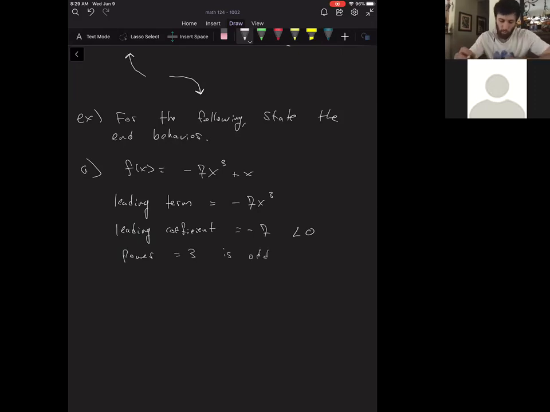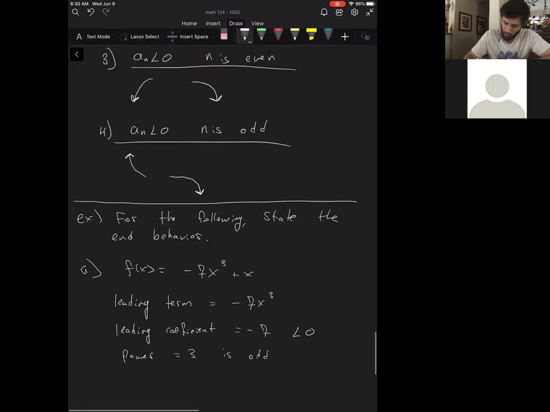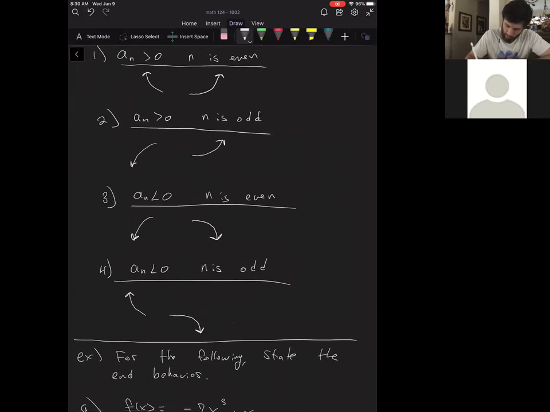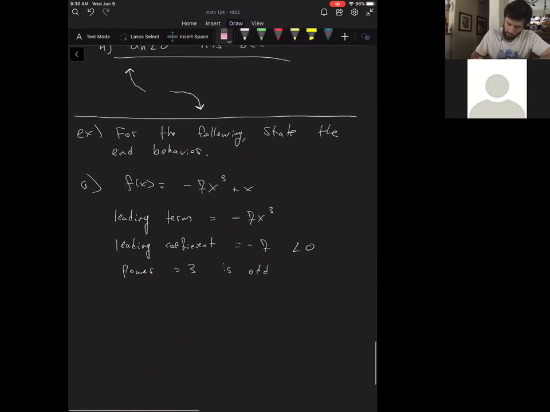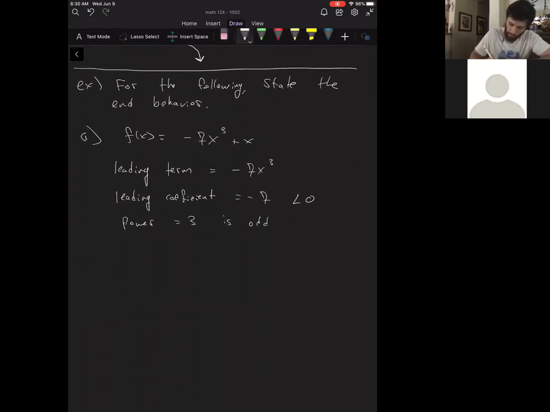So if you go back up to those charts above, what is the end behavior when we have a negative leading coefficient and an odd power? So that was right here, this bottom one: we have a negative leading coefficient and our power is odd. So when that's the case, our end behavior just looks like this. It goes up on the left and it goes down on the right. So the answer for this problem is it goes up on the left, goes down on the right.